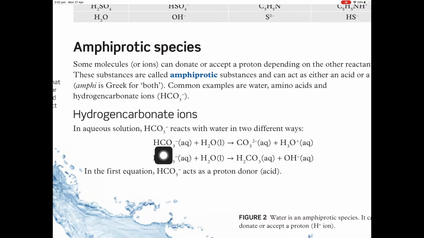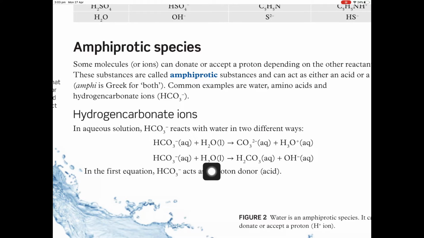So when the bicarbonate ion loses its proton, it's got to lose it to something. It loses it to water. So water gains that proton to become H3O+. In this bottom reaction, same reactants, but this time, rather than giving up its proton, this hydrogen carbonate ion actually gains an extra proton. And where does it get its proton from?